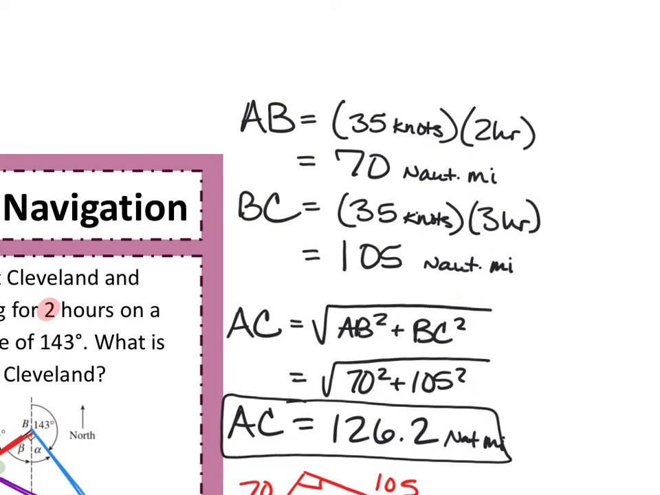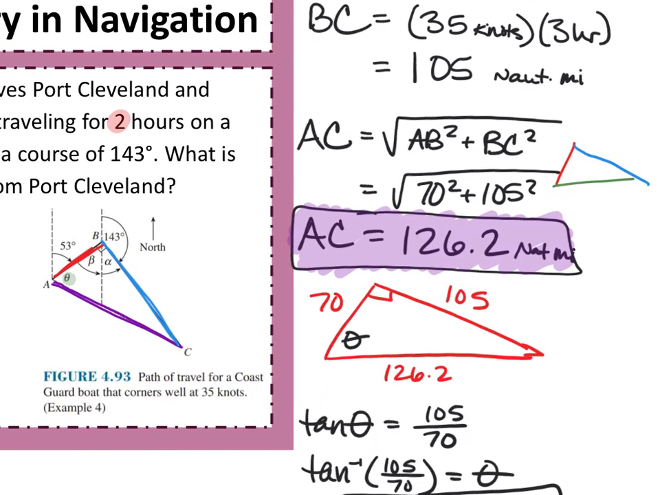And since we have two sides of the triangle, we can use good old Pythagorean theorem to find the third side of the triangle, AC. It's just good old a squared plus b squared equals c squared. So we find the first side, the second side, square them, and then take the square root of the sum. We get that it is 126.2 nautical miles from Port Cleveland. That is the distance the boat is when we were asked to measure. That's that purple side. That's how long it is.